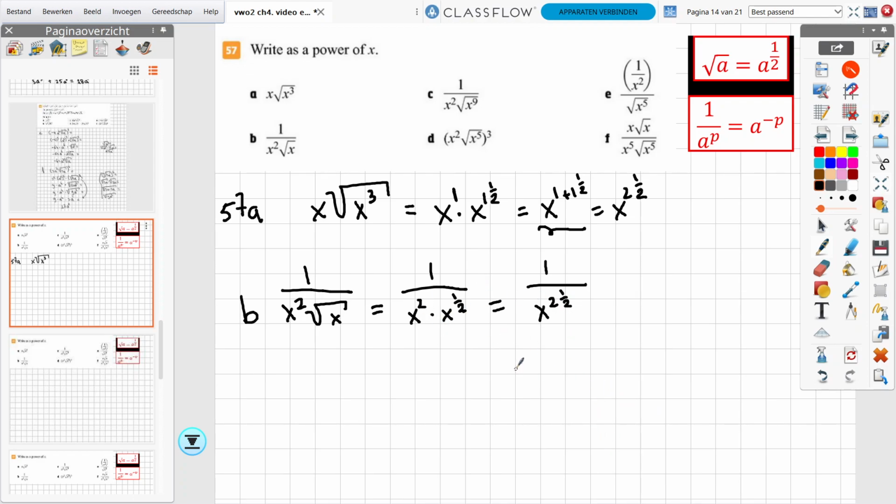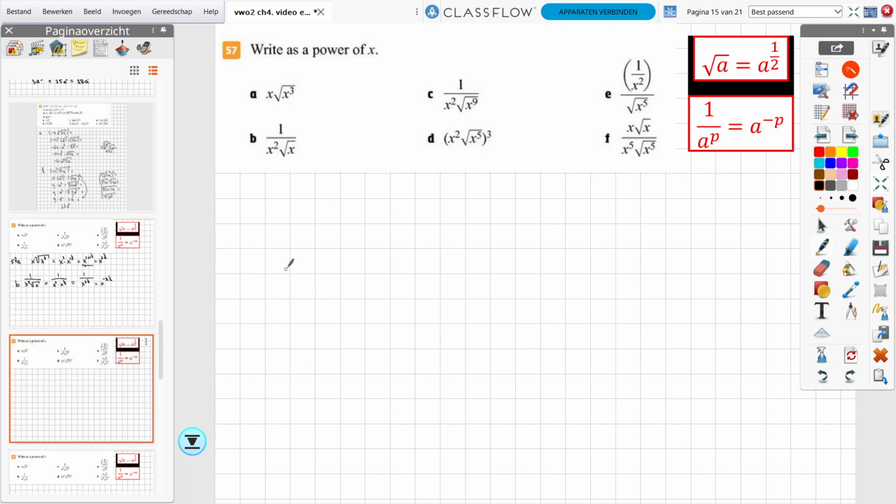Don't do 2 times a half is 1, right? Powers multiplied, add the exponents. And now we have to use this rule here. 1 over a power is the same as that power with a negative exponent. 1 over this power is the same as taking that power, but now not to the power of 2.5, but minus 2.5. And this is your answer, because now it's rewritten as a power of x. The only thing I would change is that I would write it down on this line. It's a bit nicer.